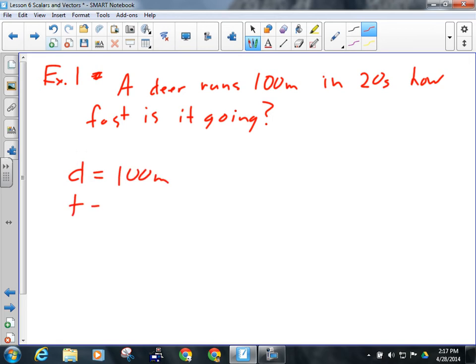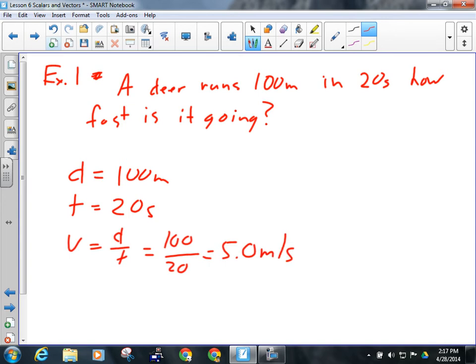Okay, obviously the 20 seconds is time, right? And it's asking how fast is it going? So does it want to know speed or velocity? Speed. Doesn't say how fast and in what direction it's going, just how fast. All right, so we're looking for v. v equals d over t. Okay, so 100 over 20 equals 5.0 meters per second. All right, that's as easy as they get. Okay, we did a few like that the week before Easter.